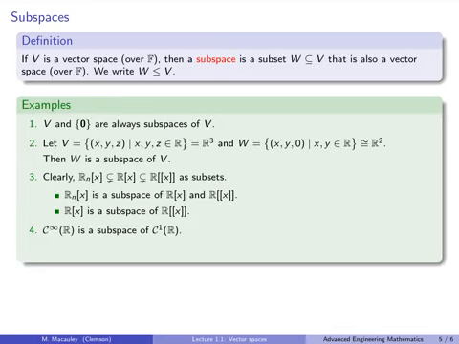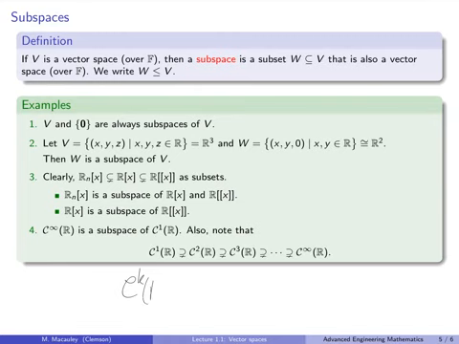C infinity is a subspace of C1. I've said this before. This is clearly a subset of C1 because every infinitely differentiable function is once differentiable, and because this is a vector space, it's therefore a subspace. More generally, we can define Ck of R to be the space of k times differentiable functions, and we want those derivatives to all be continuous as well.